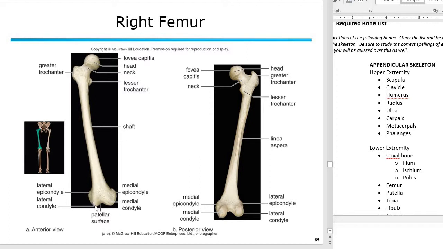We have some epicondyles and condyles. Remember, an epicondyle is a process coming off of the condyle. And then where the patella is going to attach, and then the other parts. We also have a neck here. I think I pointed that out, a head and a neck. So this is the femur bone.